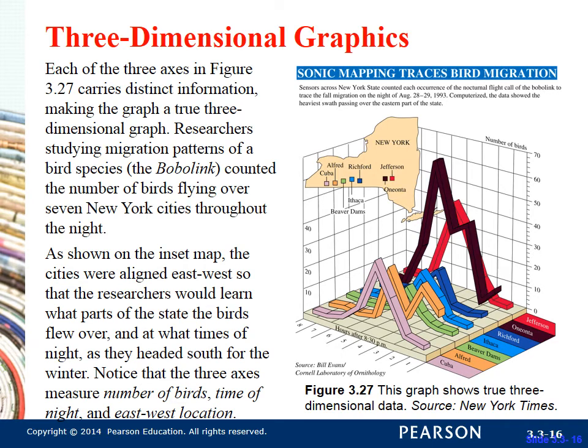All right, so on the inset map, they talked about the east to west. We talked about that already, as what time of night as they headed south for the winter. So we got our three axes: our number of birds, our time of night, and our east-west location. So you can indeed see that funky looking big brown one there shows that they were passing over, oh, of course, it's the one I can't say, Oneida, at a peak of about 60 birds at, it looks like, right about 6 hours after 8:30 p.m. So what is that, about 2 something in the morning?